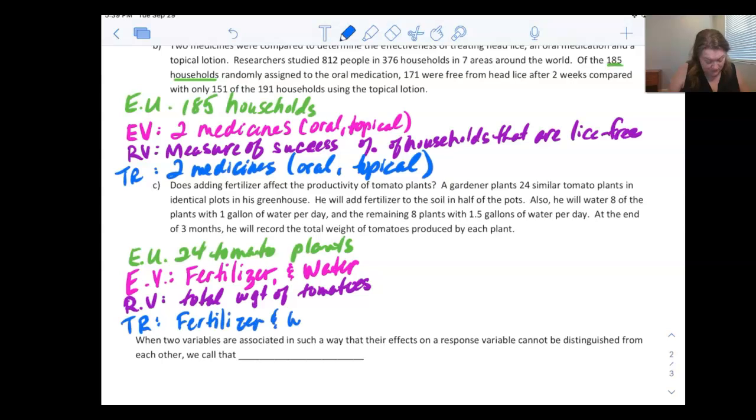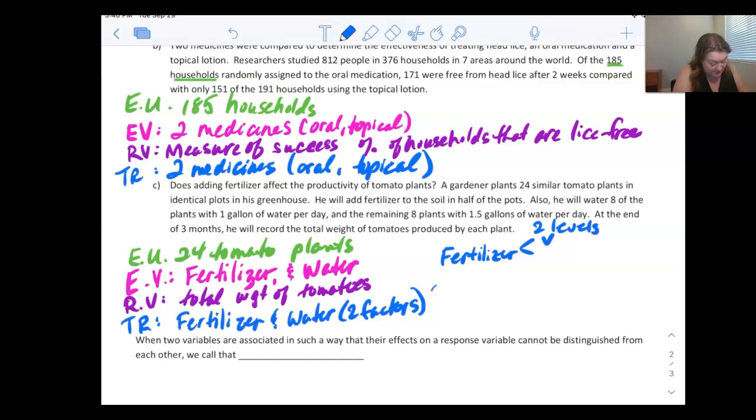and water, but this is where we can talk about how they were separated. So fertilizer had two different levels, right? So I could say that water and fertilizer are two factors, okay? And then we have, let's do it this way, fertilizer. They did two types, right? They either got it or they didn't. So there were two, what do we say for types? We say two levels. So there were two levels. They either got it or they didn't.